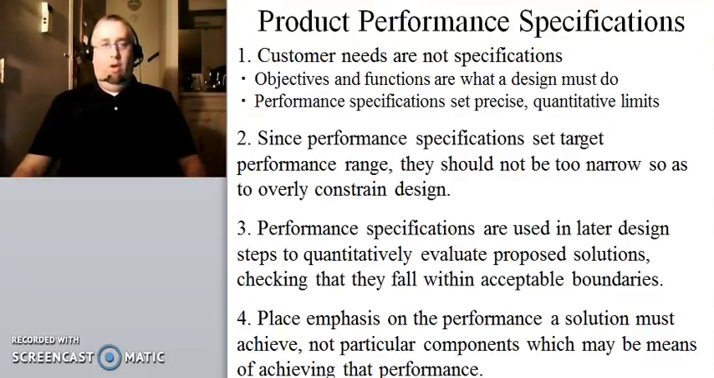Because if you over-specify by selecting specific solutions to problems, again, you're over-constraining the design problem. You're preventing the engineering designer from being able to be as creative and flexible as possible in exploring the design space. So those are the 4 attributes of product performance specifications.